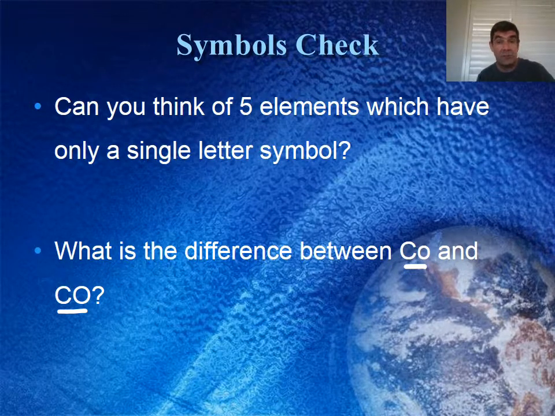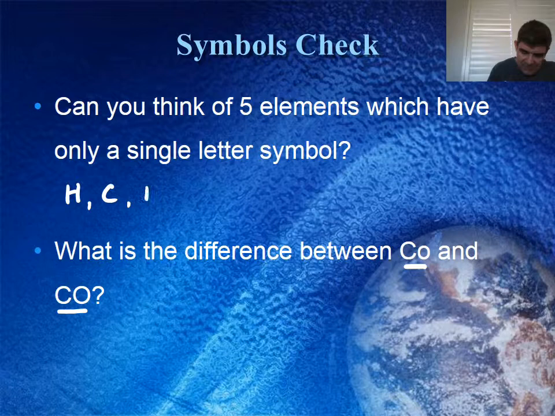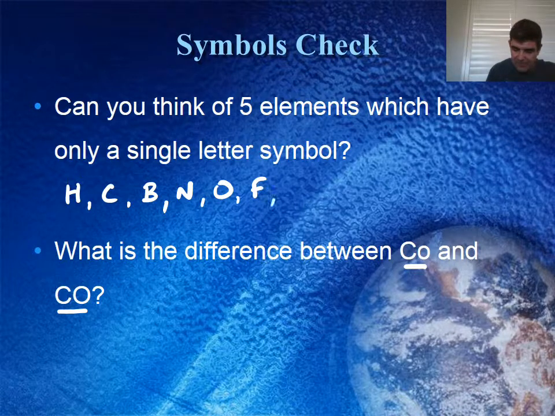Let's have a look at the symbols first. 5 elements which have only a single letter. Well, we have hydrogen, we have carbon, we have boron, we have nitrogen, we have oxygen, we have fluorine, we have tungsten. There are quite a number of different elements that all have just a single letter as their symbol. But of course, there are a much larger number that have two.